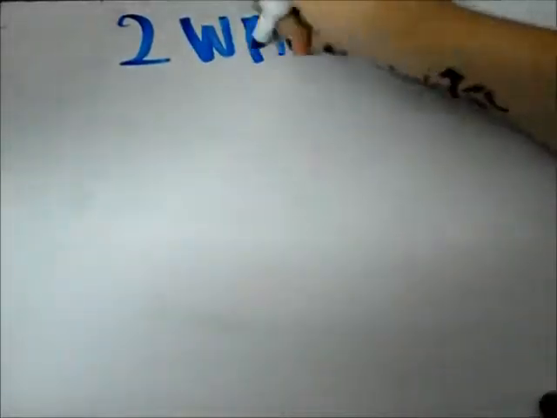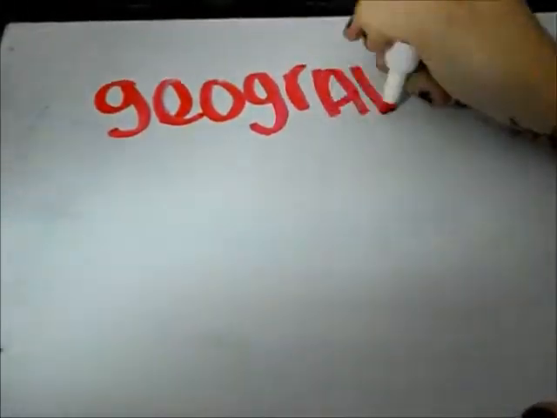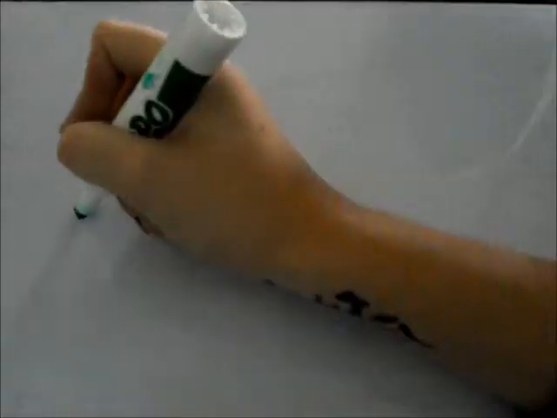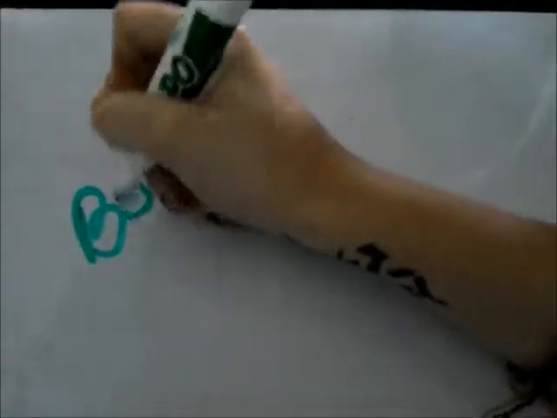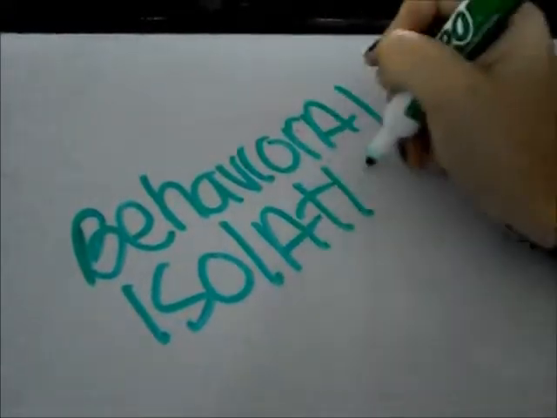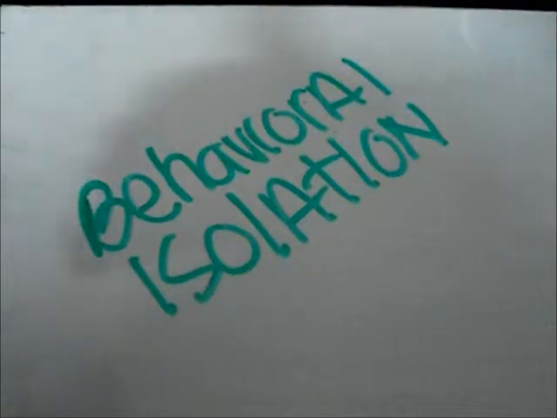There are two ways to develop reproductive isolation, which are geographic and behavioral isolation. Now we're going to talk about behavioral isolation, which means that when two populations have enough similar characteristics to interbreed, but because of their own behaviors, they don't want to.